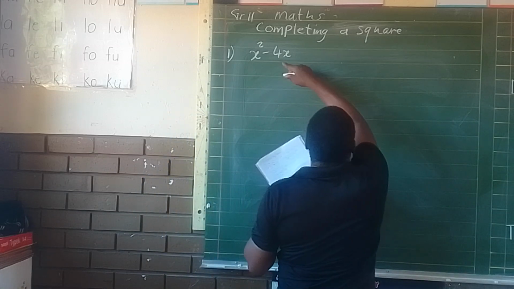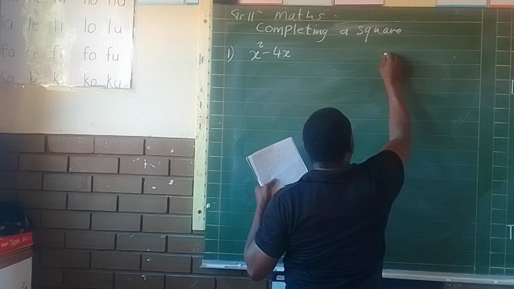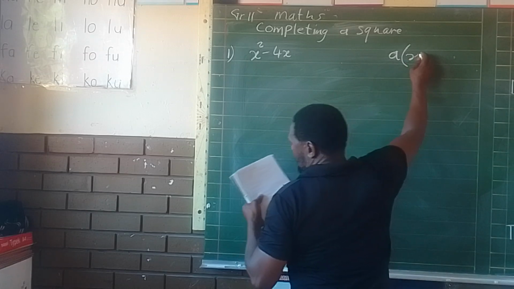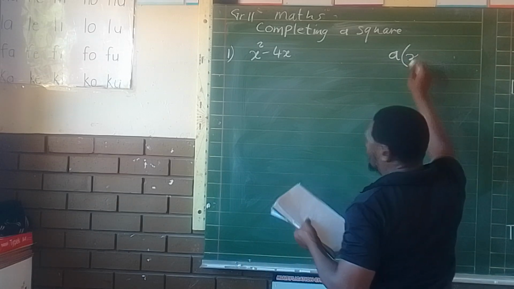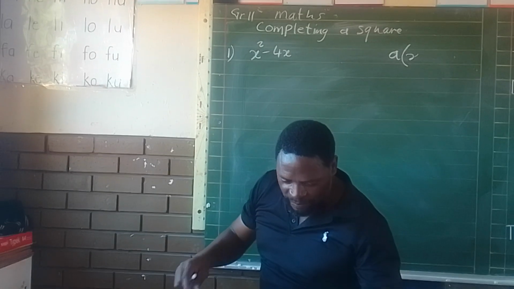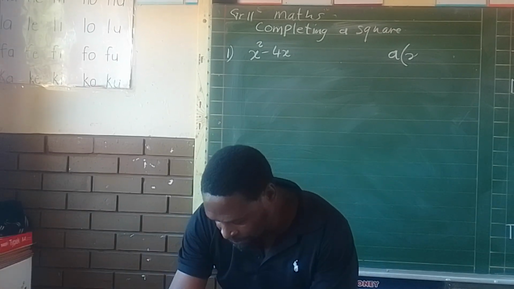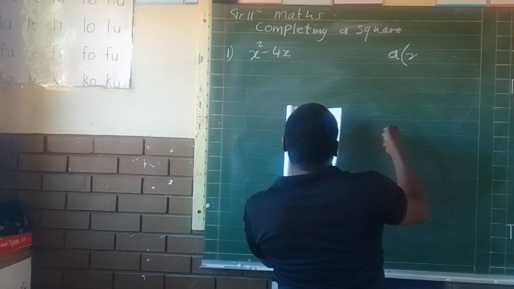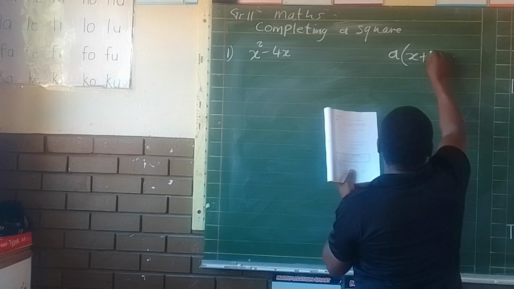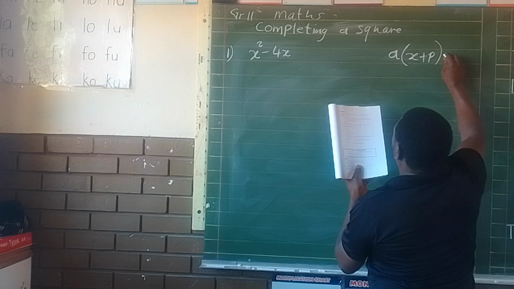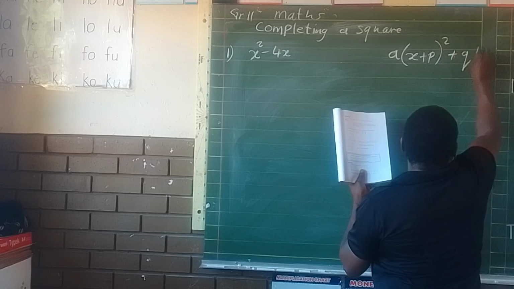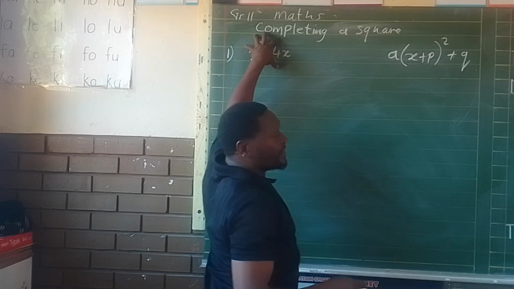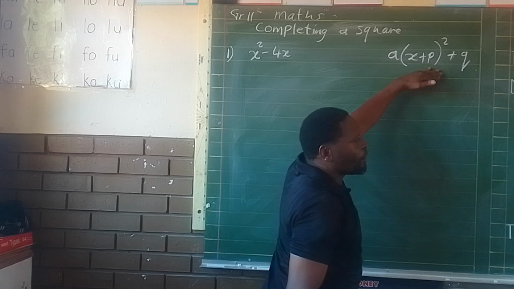They want us to complete the square such that we are going to get it in the form a times (x plus t) all squared plus q. We need to complete the square in this expression in this form.